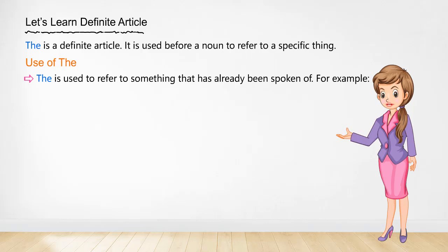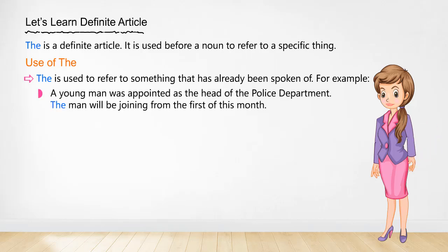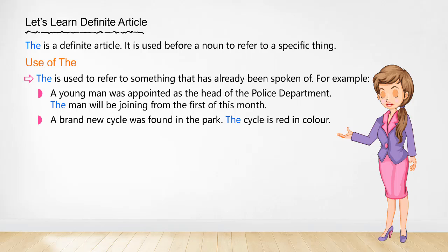The is used to refer to something that has already been spoken of. For example, a young man was appointed as the head of the police department. The man will be joining from the 1st of this month. A brand new cycle was found in the park. The cycle is red in color.